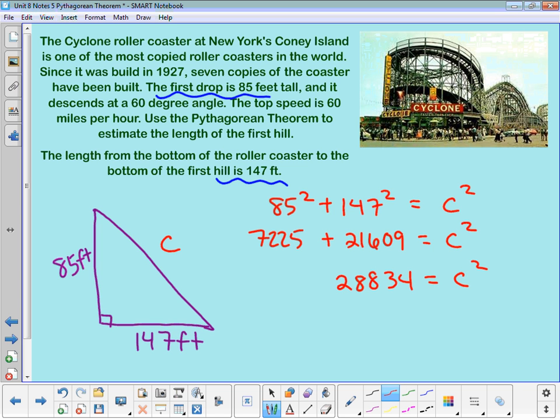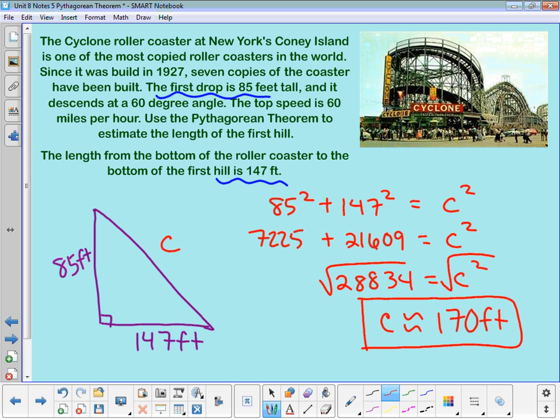And I want C by itself. So remember, to unsquare something, I have to take the square root. Or in other words, to cancel that power of 2, I'm going to take the square root. Taking the square root of that number, I get that C is approximately, remember that approximately equal sign that we talked about, 170 feet. So that's the length of the first hill that you go down in that roller coaster.